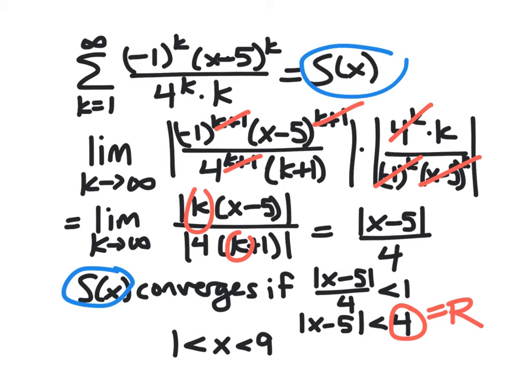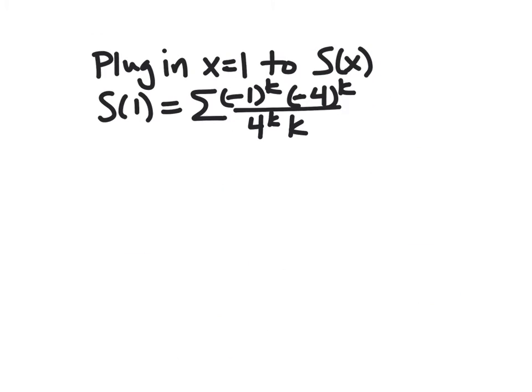4 on either side of 5. The question is, what happens at 1? What happens at 9? So s of 1, you plug in the left endpoint 1. You can literally plug it in. It's 1 minus 5, or negative 4 up here. And negative 4 to the k, negative 1 to the k, those are the same sign. So this is just 4 to the k.